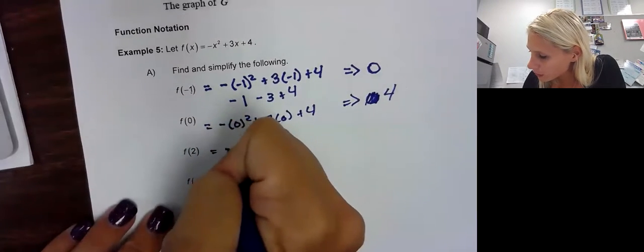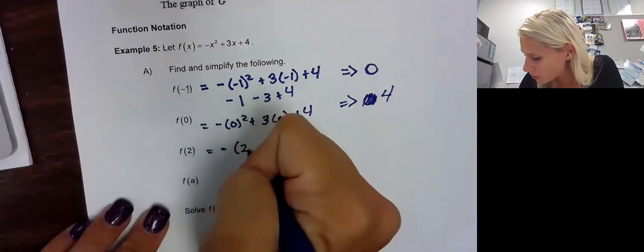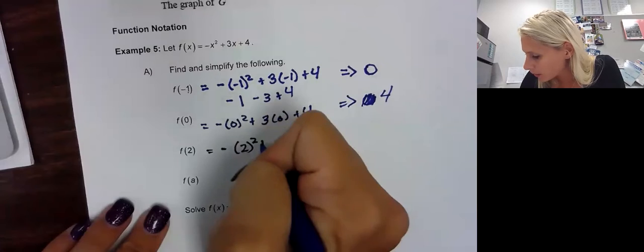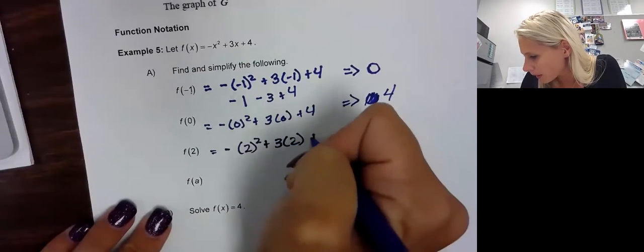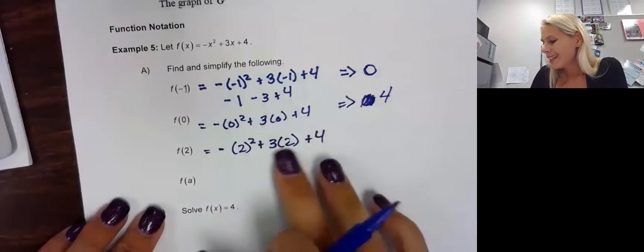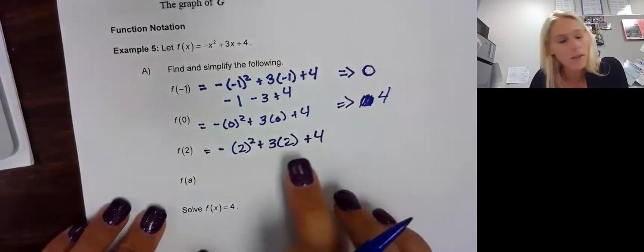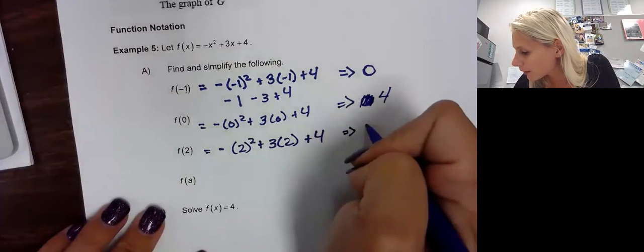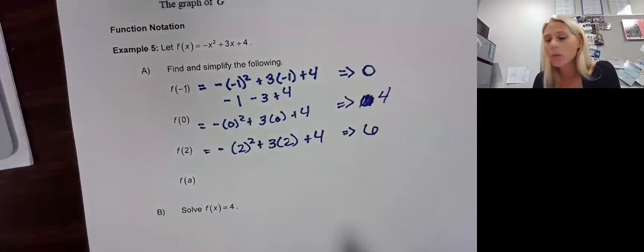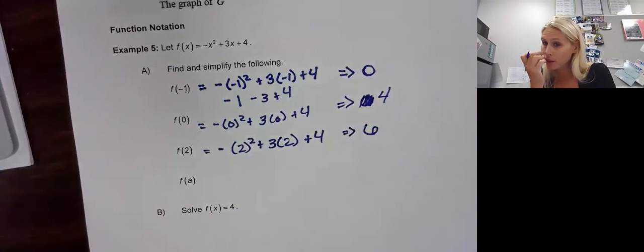So let's plug in that 2. So negative, and then 2 squared plus 3 times 2 plus 4. That's negative 4 plus 10, which is 6. You guys can check my work with the calculator or in your head if you want. Tell me if I did something wrong.